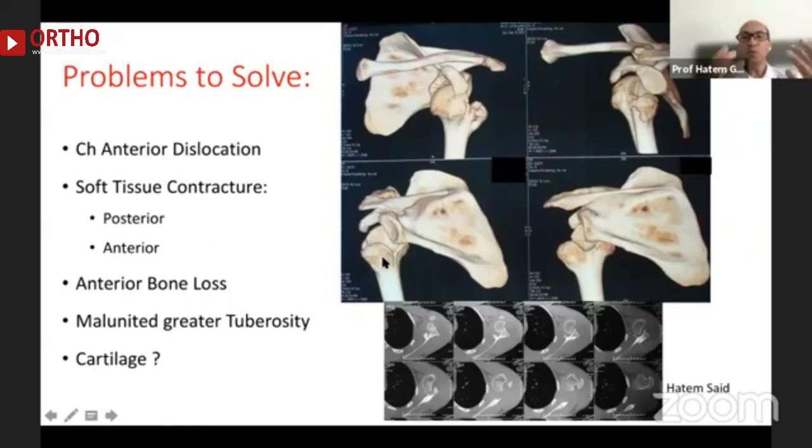And then lastly, you always worry about what's the situation of the cartilage after so many months of dislocation, and that the humeral head is moving in this pseudoglenoid. So always, all these things we thought about. If you look at the axial CT, you can clearly see the pseudoglenoid, and that part of the humeral head is articulating with this part.